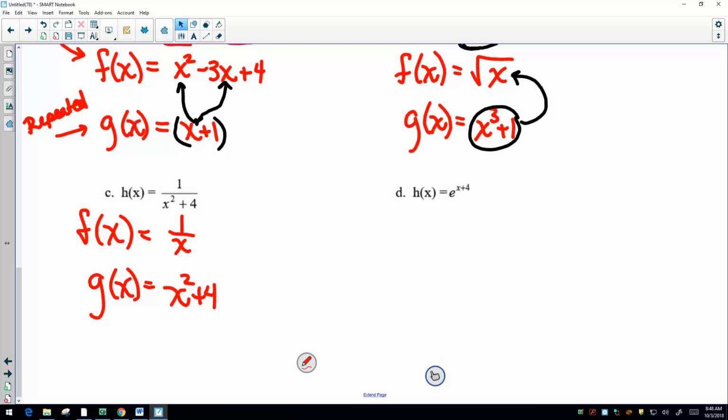Okay. And our last example here, again, f of x, if I can make it a parent function, one of my 12 basic functions, or g of x if it's anything repeated. So again, I'm not seeing repeated, but I do see a 12 basic function, e to the x. So that means, what must I have plugged into f of x to create h of x? I must have plugged in x plus 4. And so decomposition does take a little bit of time and a little bit of practice. The more you do it, the easier you're going to see these patterns.